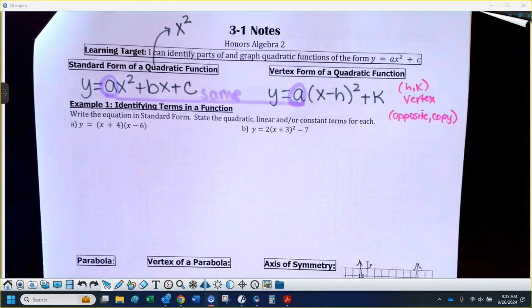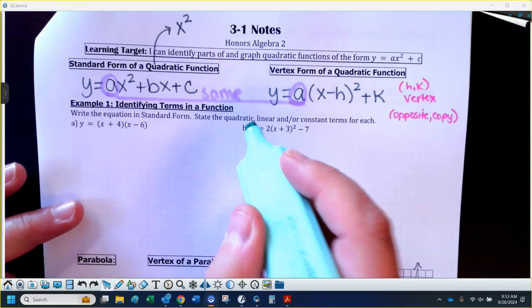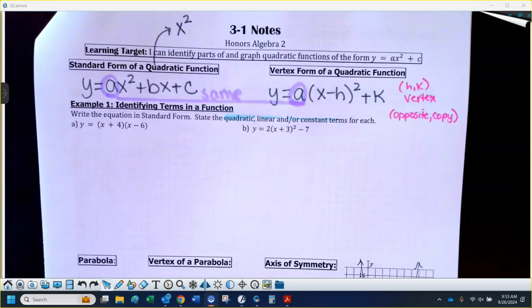What we're going to do in the first example, and this is really the only algebra that we're going to do today, everything else is going to be graphing or describing something about a graph, is convert these into standard form. So standard form is the ax squared plus bx plus c. It just means we have to get rid of the parentheses. So we're just going to multiply everything out, and then it's going to ask you to state the quadratic, the linear, and or the constant term. You might not have all three for these. You might just have two of them, but it depends on the question.